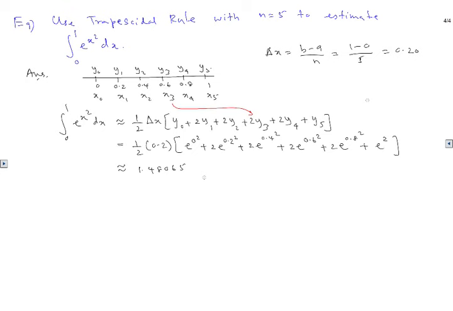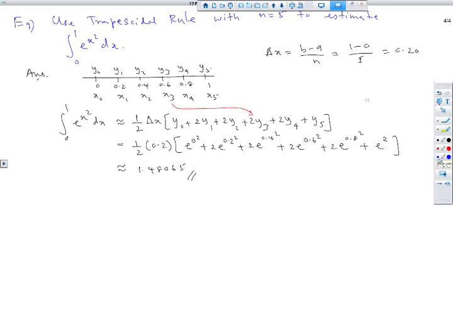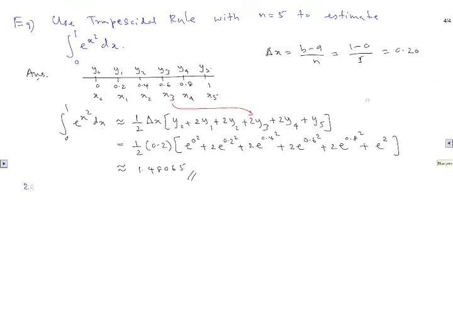If you do this calculation, okay, good. Now you can see that it's not that difficult. You just need to plug in the values. Let's talk about the next method, what we call Simpson's rule. This is a very good method.